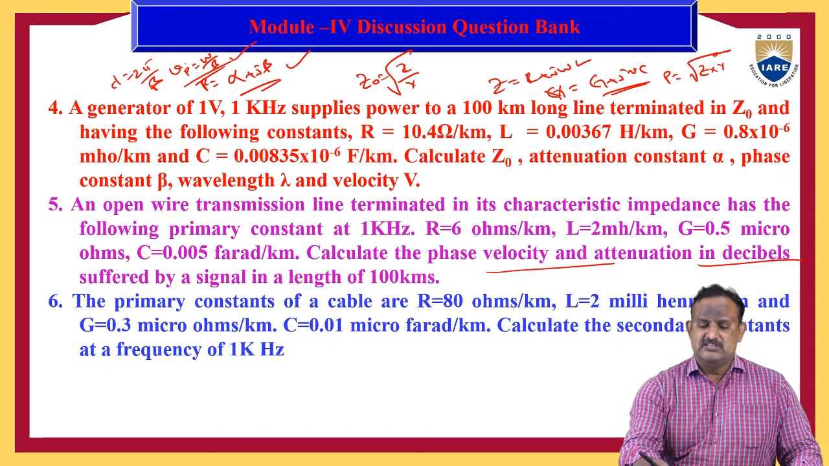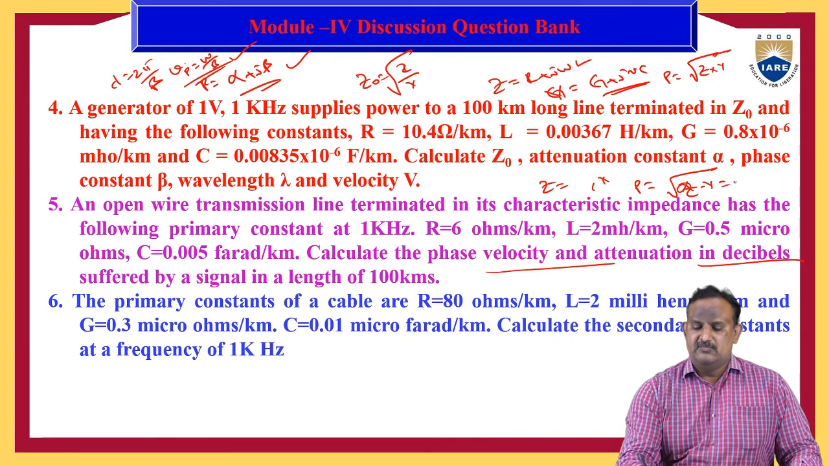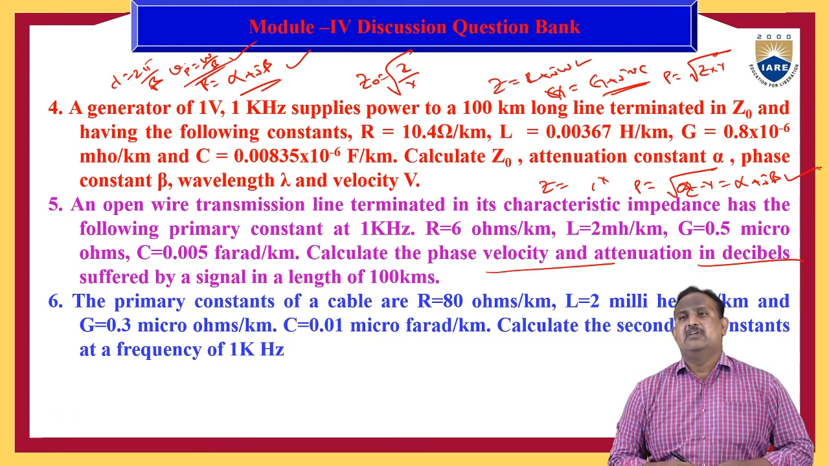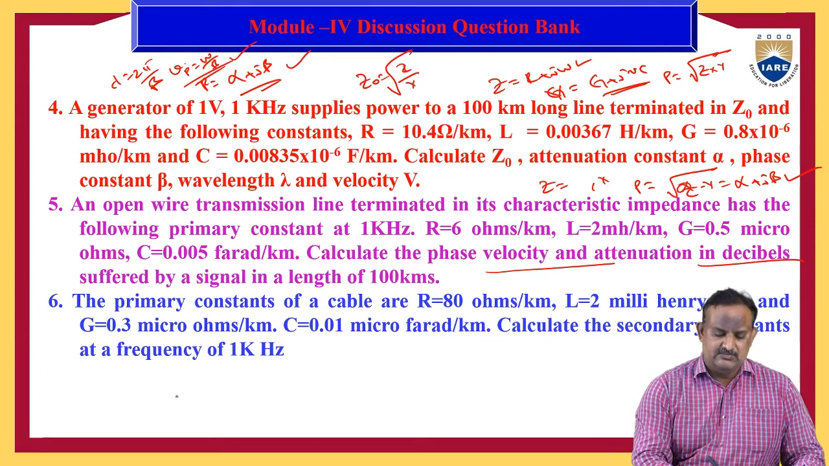So first, in a similar fashion, write the expression for Z value, then write the expression for Y value. From these, we can find P, where P is equal to root of Z into Y, which is equal to alpha plus J beta. From this, we can find the alpha value and beta value. Then we need to calculate the phase velocity Vp. Phase velocity Vp is equal to omega by beta.